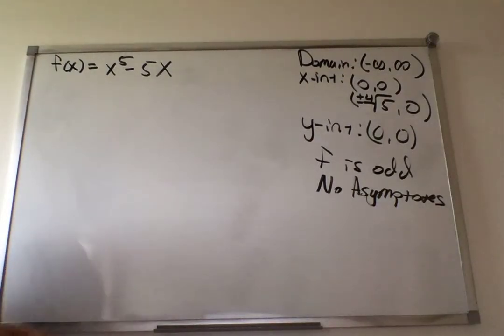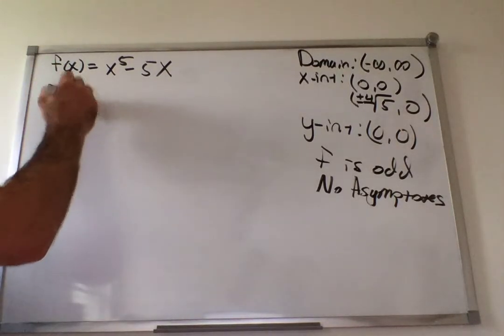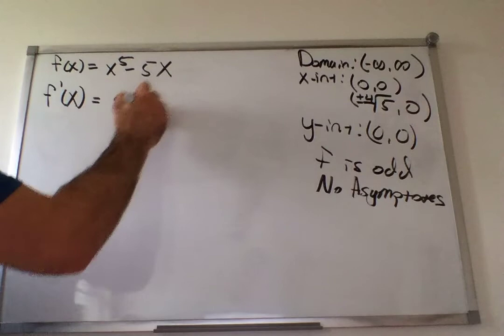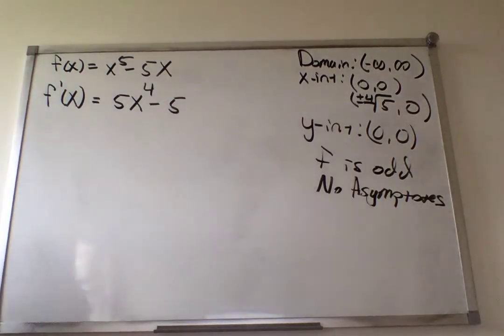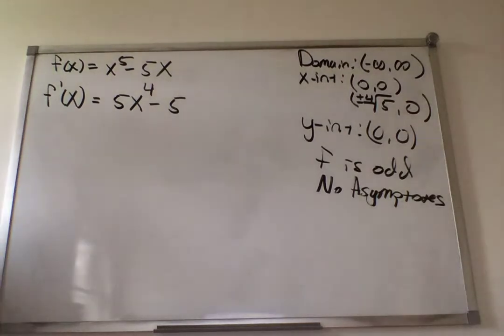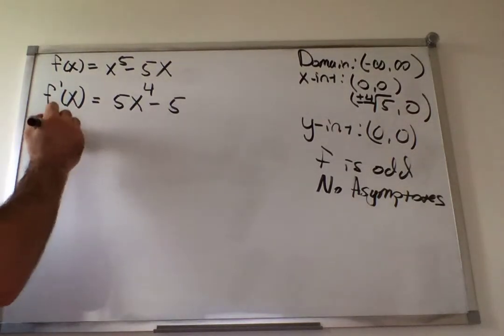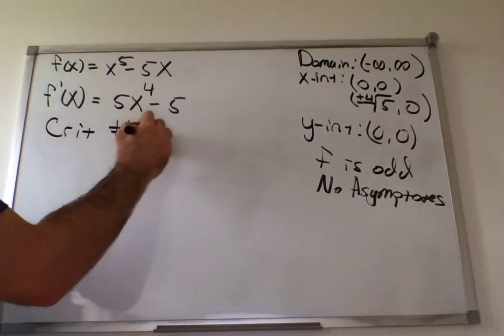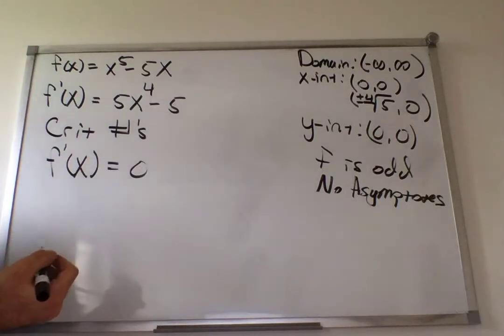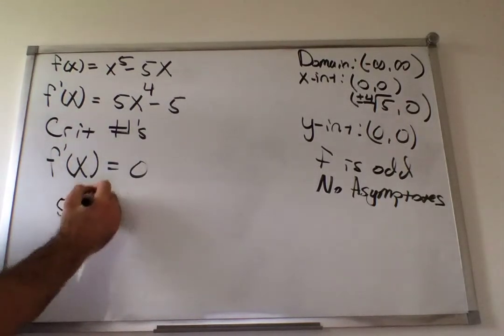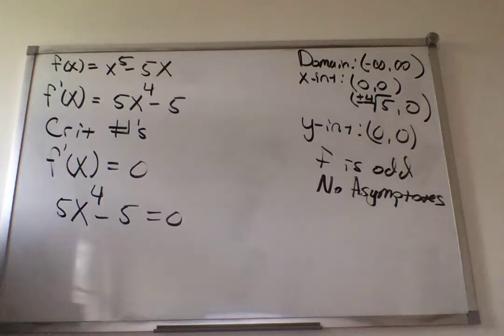Find the intervals of increasing and decreasing. Okay, so if you recall how we did that, you have to take the derivative. f prime of x is equal to 5x to the fourth minus 5. Just a simple power rule. And the first thing we needed to do was find the critical numbers. So, critical numbers, you just take the derivative, set it equal to 0, and solve. So I'm going to take the derivative, 5x to the fourth minus 5, set that equal to 0.